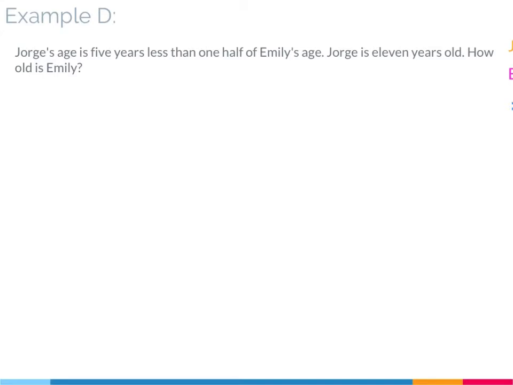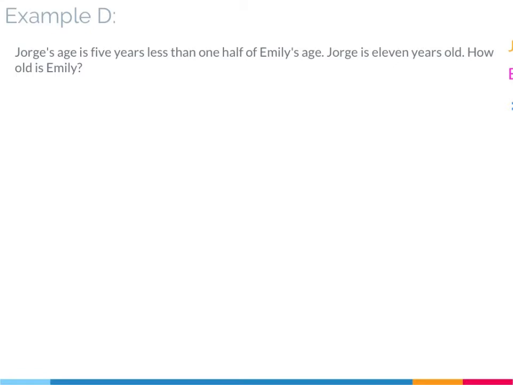So here in example D, it says Jorge's age is 5 years less than 1/2 of Emily's age. Jorge is 11 years old. How old is Emily? So notice our boxes are gone because it's unlikely that anytime we get to one of these questions that there'll be boxes drawn on it for us. So we can put in boxes if we'd like, but usually we're going to get a problem that looks like this. But that doesn't change the way that we're going to solve the problem.